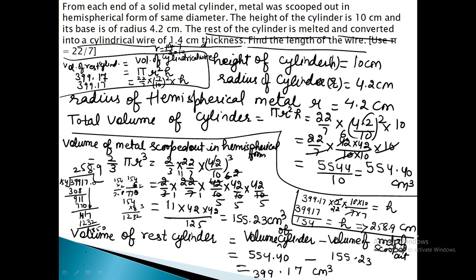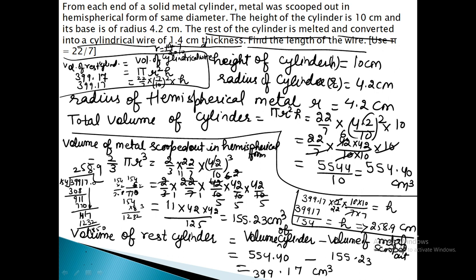What do we have to find out? In this question, we have been given three things. One, we have been given a solid metal cylinder. After that, a metal which was scooped out in a hemispherical form. Then we have been given the height and radius of the cylinder. Then the rest of the cylinder is melted and converted into cylindrical wire form, and its thickness is given as 1.4 centimeter, and thickness means the diameter of the wire. At the end we have to find out the length of the wire.